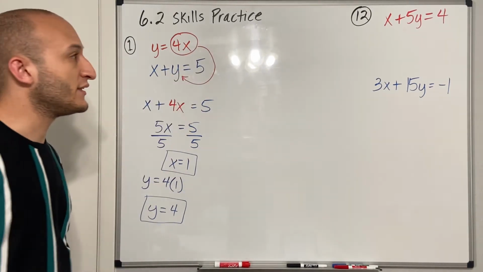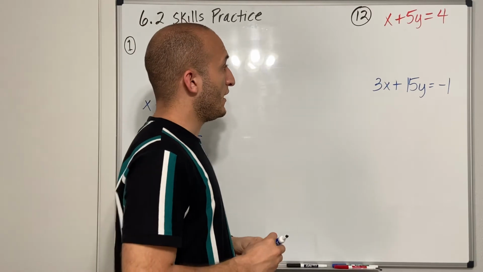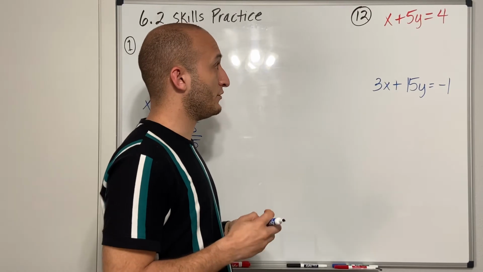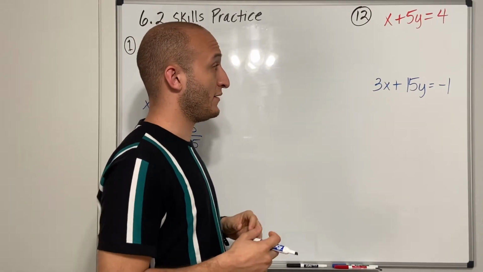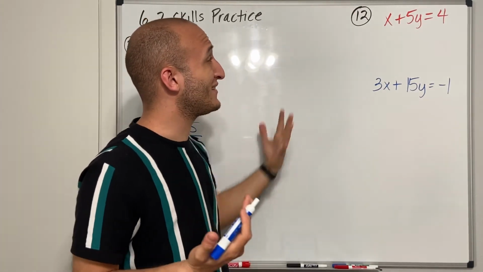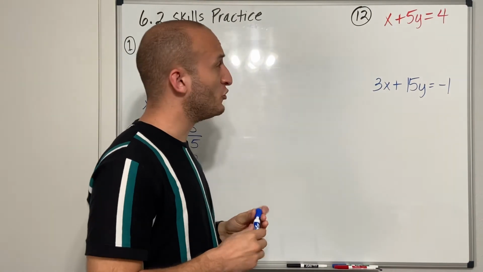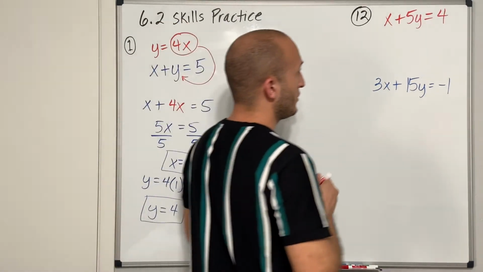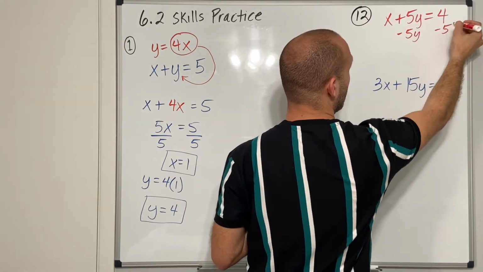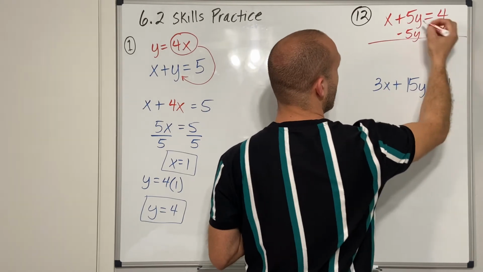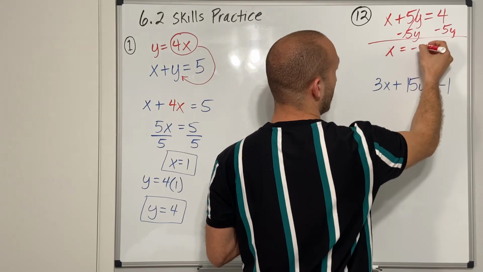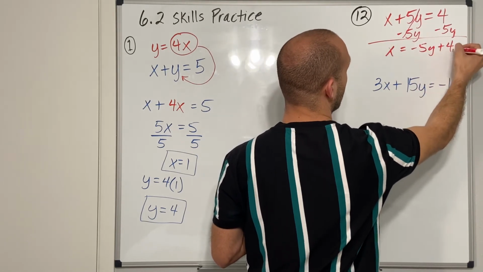Now, moving on to this next one. Neither of these two equations are solved for either x or y. So I'm gonna have to solve first and then substitute. So here, on this top one, the easiest thing to do seems to be to move the 5y over. So here I'm gonna move it by subtracting 5y from both sides. The reason why I subtract is so that this becomes 0, and I'm left with x equals negative 5y plus 4.